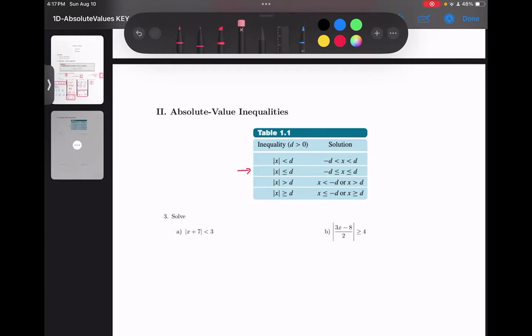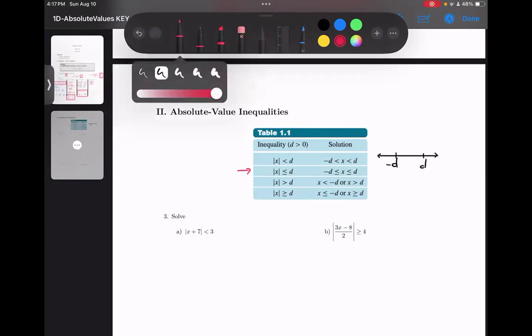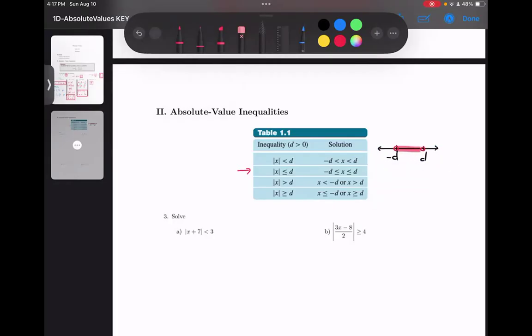Right? If absolute value of x is greater than a certain number, a distance, then it's going to be a two-tail. So let me draw it out for you. Here, x is going to be between -d and d, and it's going to be hollow, because I don't include the endpoints. I'm going to highlight that part. That's your solution.